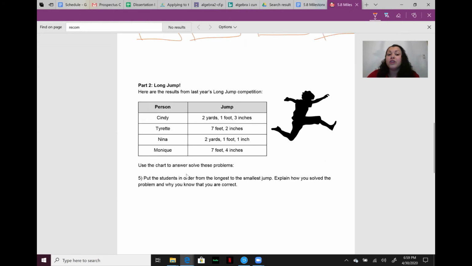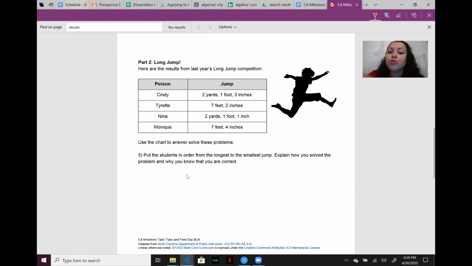Part 2 is about long jump. It says, here are the results from last year's long jump competition. There's Cindy, Tyrette, Nina, and Monique, and this is how far they jumped. It says, use the chart to solve these problems. Put the students in order from longest to smallest jump. When we're comparing people, we want to make sure all the units are the same. We have a few different units here: yards, feet, and inches.